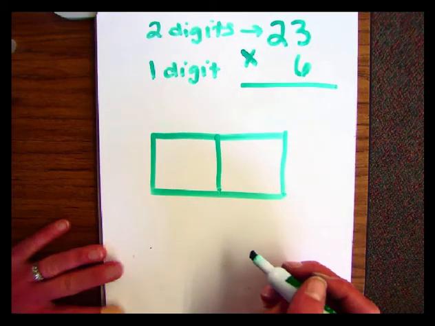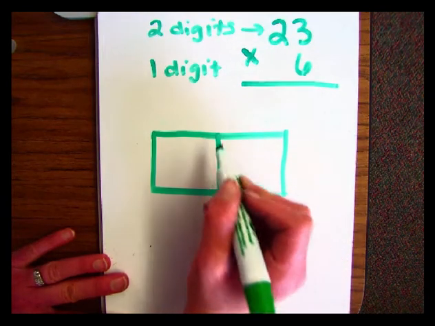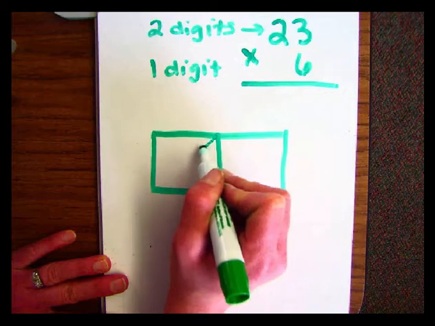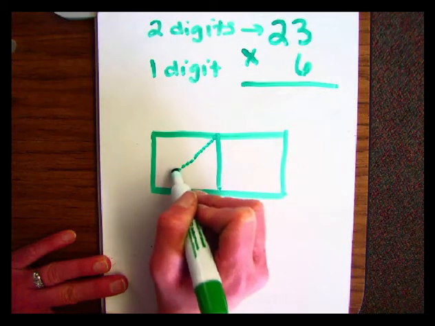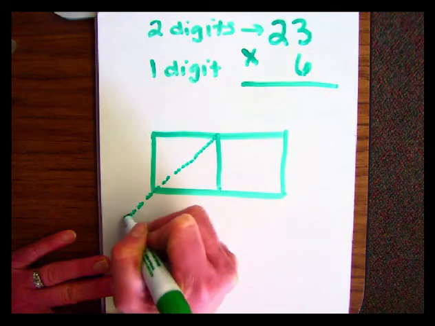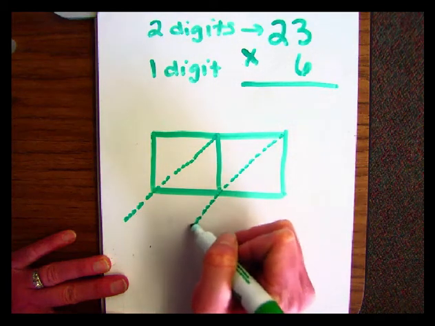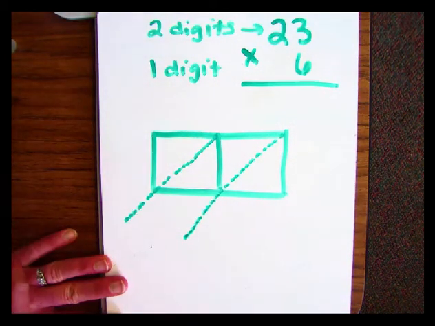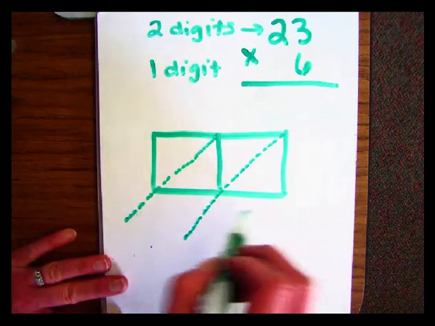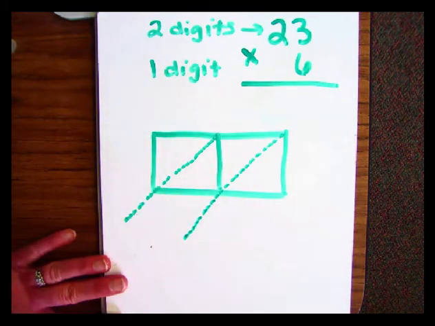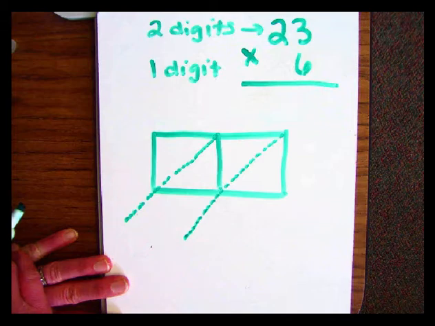The next thing I need to do is draw my diagonals. And all that is connecting the upper right corner to the lower left corner, like you're making 2 triangles. I'm also going to extend my line a little bit lower because that's going to help me keep my answer in order when I actually go to get the final answer.